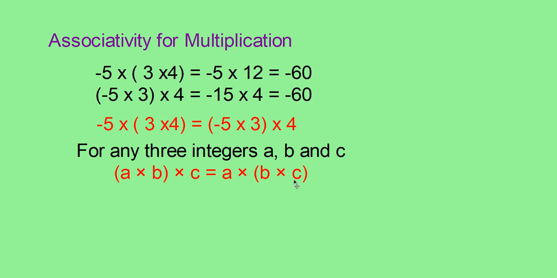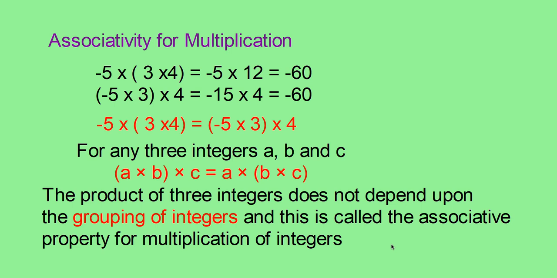Here, if you take any three integers, any way you can make a group and multiply, the answer will be the same. That is, we can conclude this associativity as: the product of three integers does not depend upon the grouping of integers, and this is called the associative property for multiplication of integers. And we can say multiplication is associative for integers.